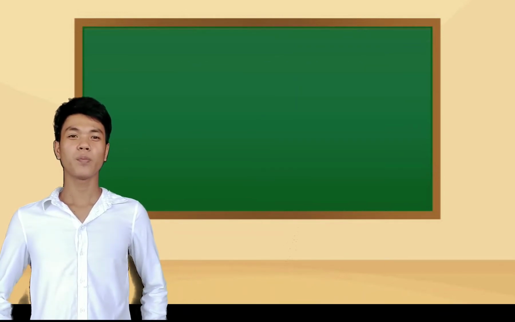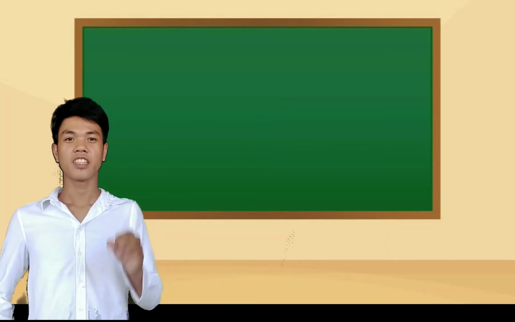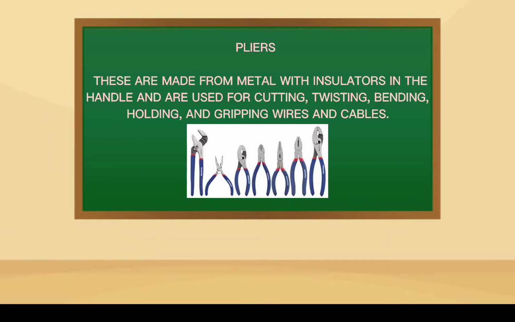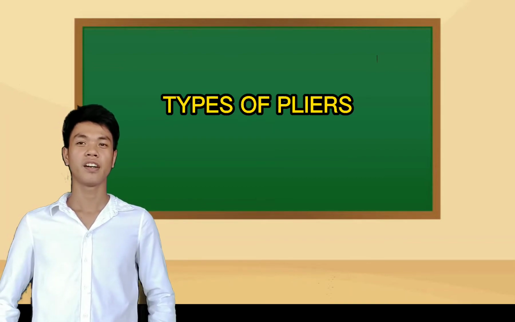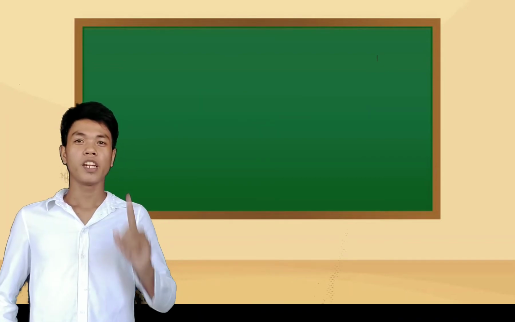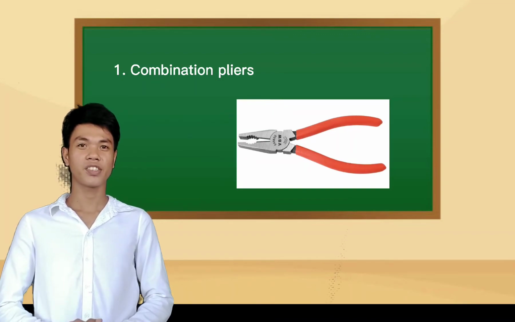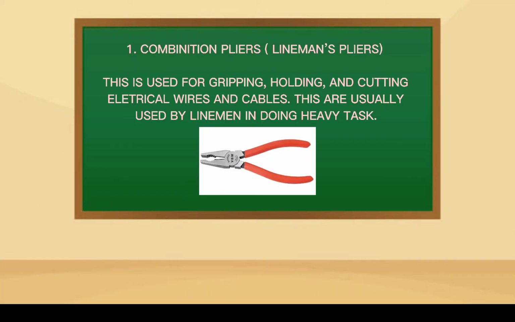And now class, we proceed to number 3. The pliers. These are made from metal with insulators in the handle and are used for cutting, twisting, bending, holding, and gripping wires and cables. And we have a different types of pliers. Number 1. Combination pliers or lineman's pliers. This is used for gripping, holding, and cutting electrical wires and cables. These are usually used by linemen in doing heavy tasks.